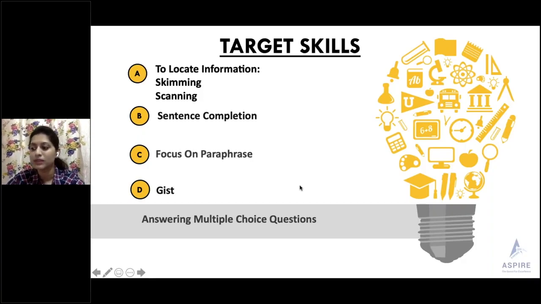What happens is you select the keywords in the sentence around the gap and you scan for keywords or synonyms in the passage. I think it's better if I give you an example with the paper after a few slides. So you focus on paraphrase.